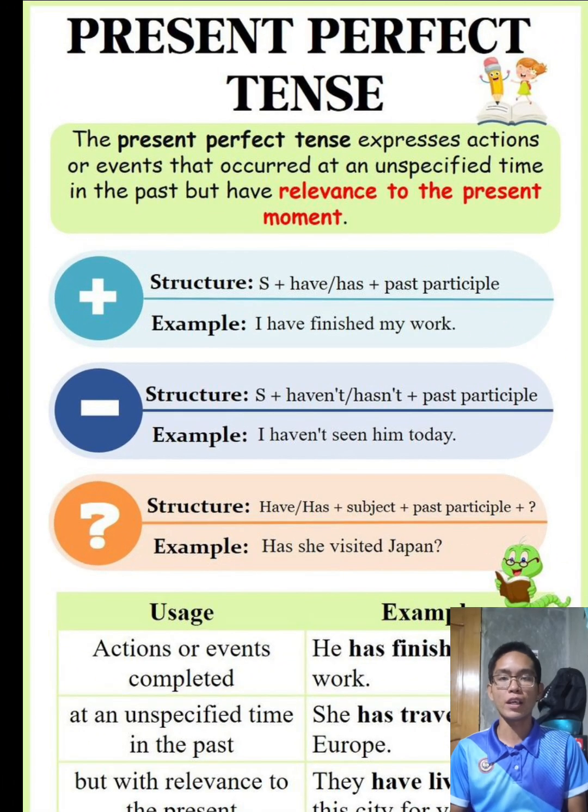Present perfect tense is a verb tense used to describe an action that started in the past and continues up to the present moment. It is formed using the present tense of have plus the past participle of the main verb.